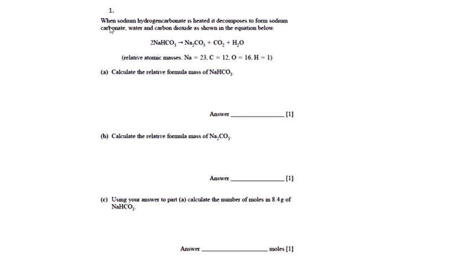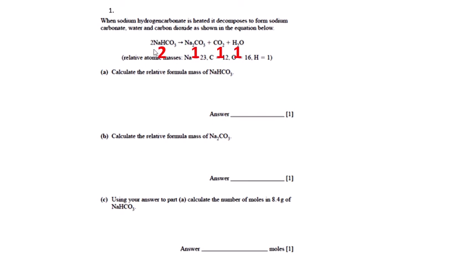So read the question. It says, when sodium hydrogen carbonate, so that's it there, NaHCO3, is heated, it decomposes to form sodium carbonate, water, and carbon dioxide, as shown in the equation below. And there's our products there. And it then says to calculate the relative formula mass of sodium hydrogen carbonate, calculate the relative formula mass of sodium carbonate. So we'll look at the equation first, as we've always done.